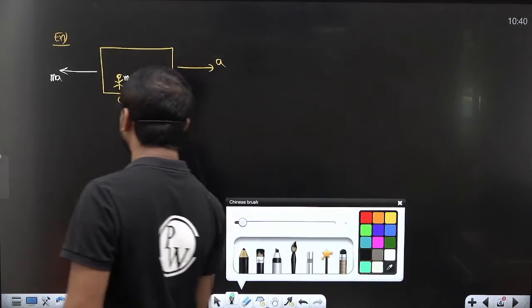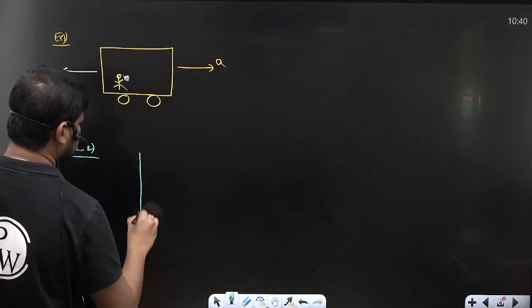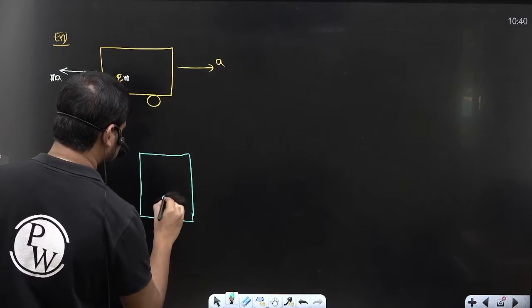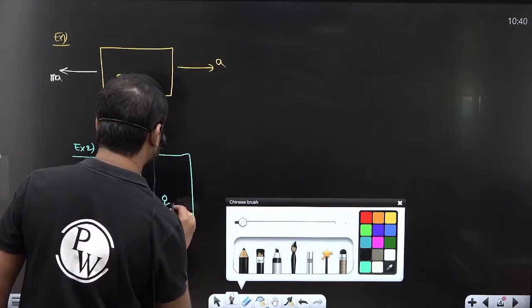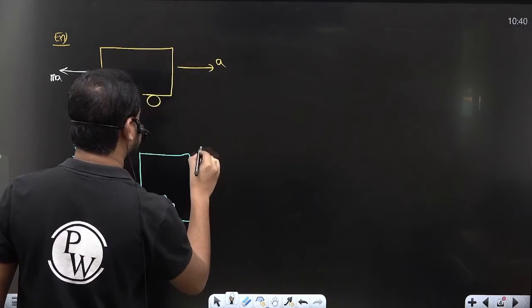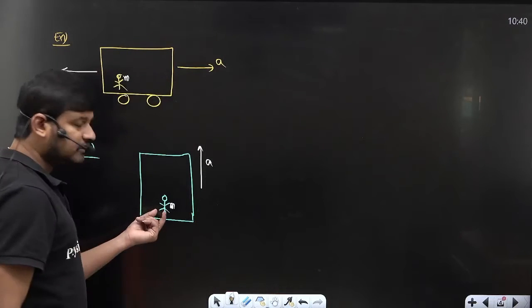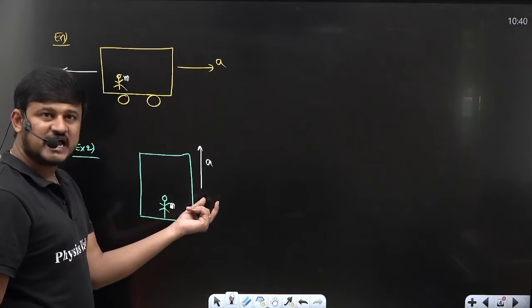Let me take example 2. Consider example 2. Let's suppose this is a lift. Now inside the lift there is a person, and this person has some mass m. Now let's suppose the lift is accelerating upward. See here, the observer is in the accelerated frame.